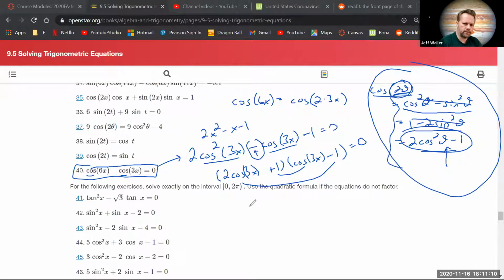And now what can I do? Now I can say cosine of this. Is this cool? Set this equal to 0, subtract 1, divide by 2. Or cosine of this equals 1. So what angle makes this true? Cosine of what is -1/2?